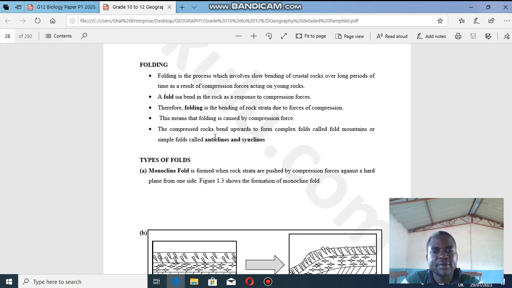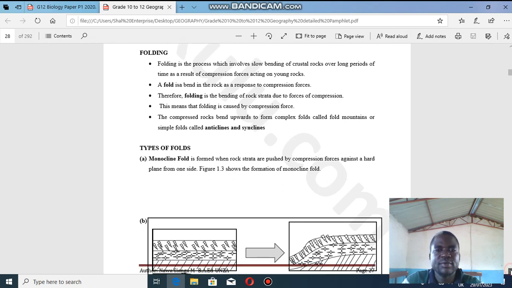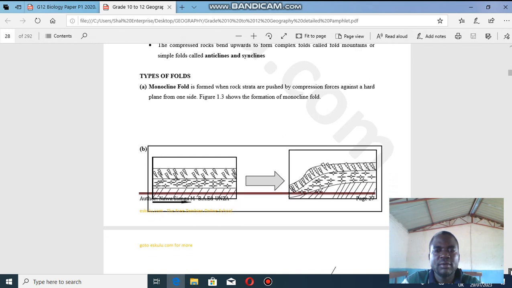So the compressed rocks bend upwards to form complex folds called fold mountains, or simple folds called anticlines and synclines. They like bringing these with diagrams.